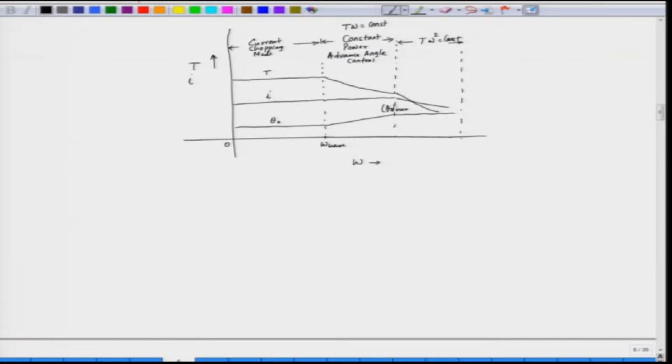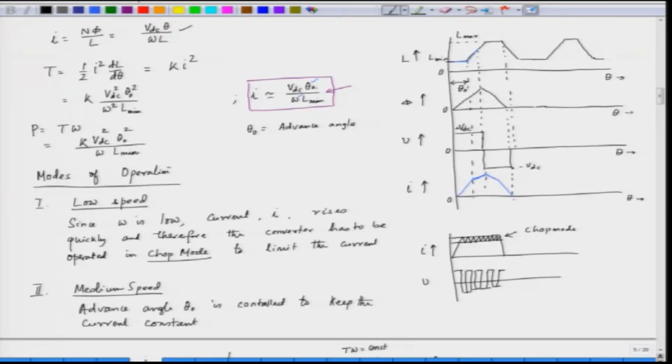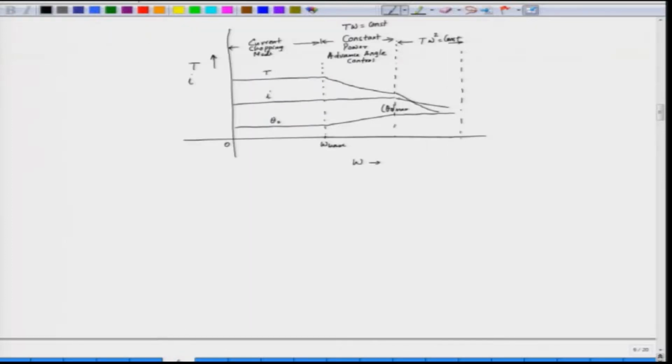So, if we keep the advance angle constant and still increase the speed, the current will decrease, and since the current will decrease, the power will also decrease. So, T omega square equal to constant. This is the principle of the switched reluctance motor.